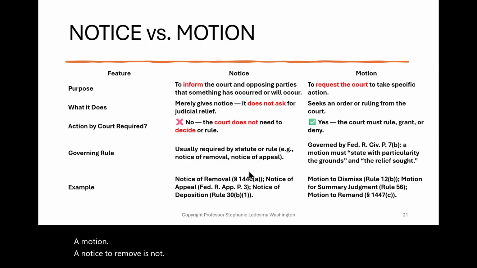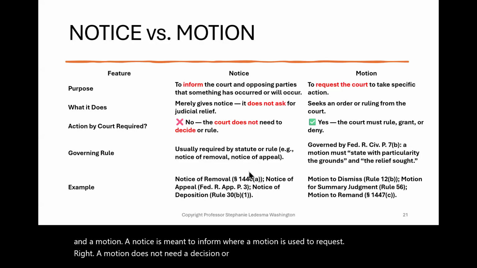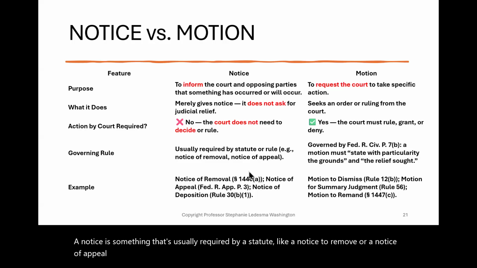I've set up a chart so that you can see the difference between a notice proceeding and a motion. A notice is meant to inform, where a motion is used to request. A notice does not need a decision or a ruling from the court. A motion does. A notice is something that's usually required by a statute, like a notice to remove or a notice of appeal or a notice of deposition.